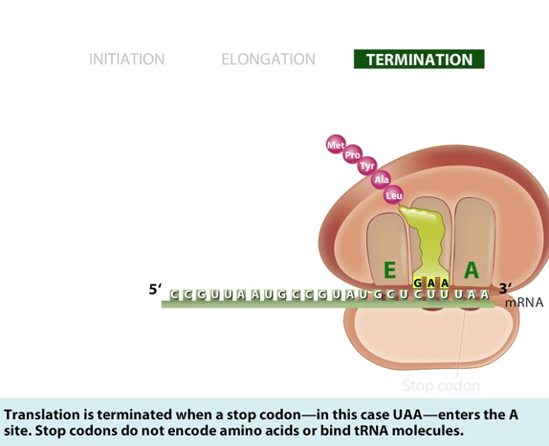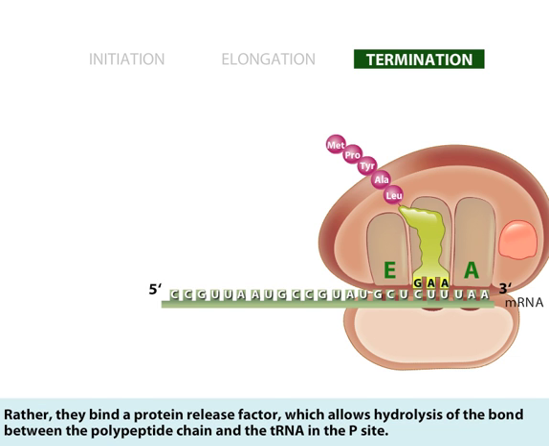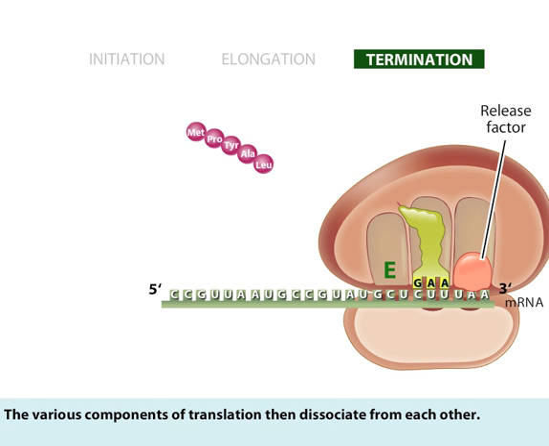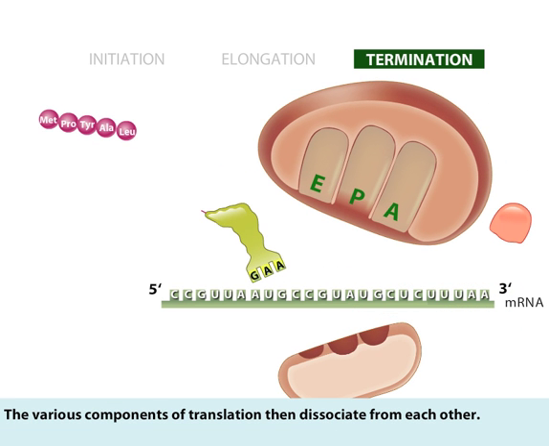Translation is terminated when a stop codon, in this case UAA, enters the A site. Stop codons do not encode amino acids or bind tRNA molecules. Rather, they bind a protein release factor, which allows hydrolysis of the bond between the polypeptide chain and the tRNA in the P site. The various components of translation then dissociate from each other.